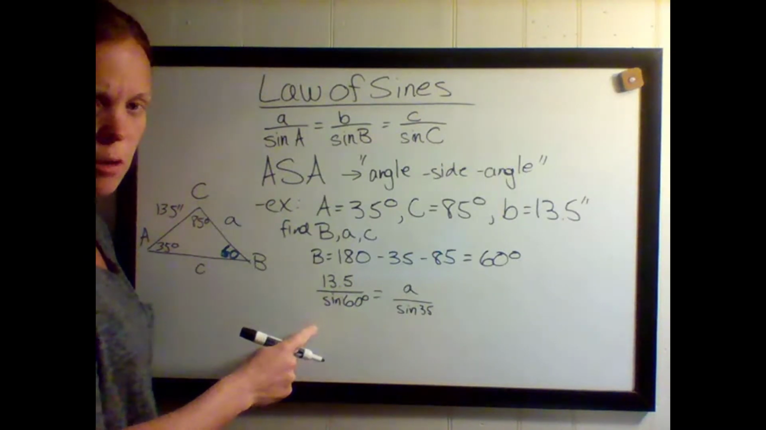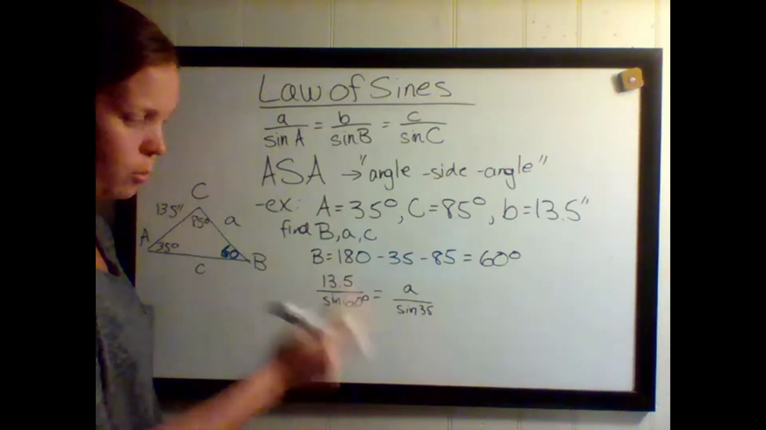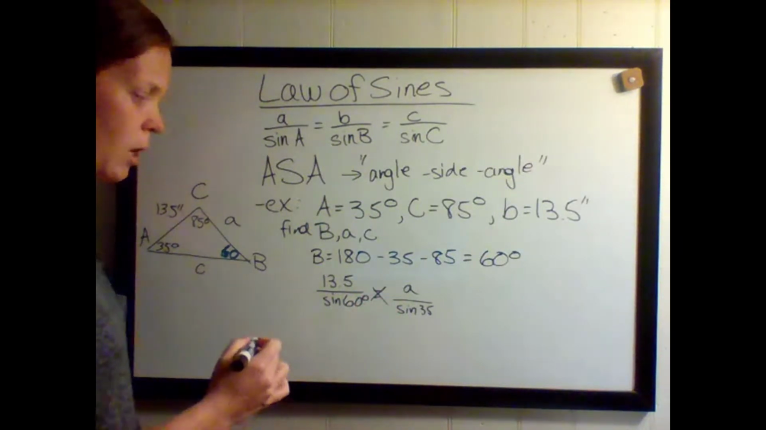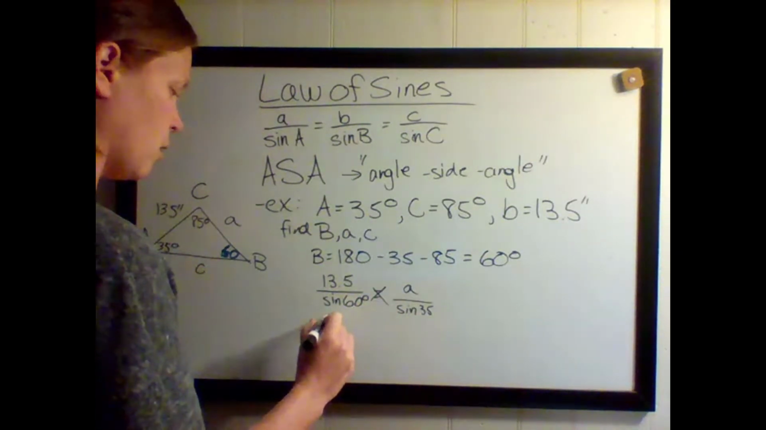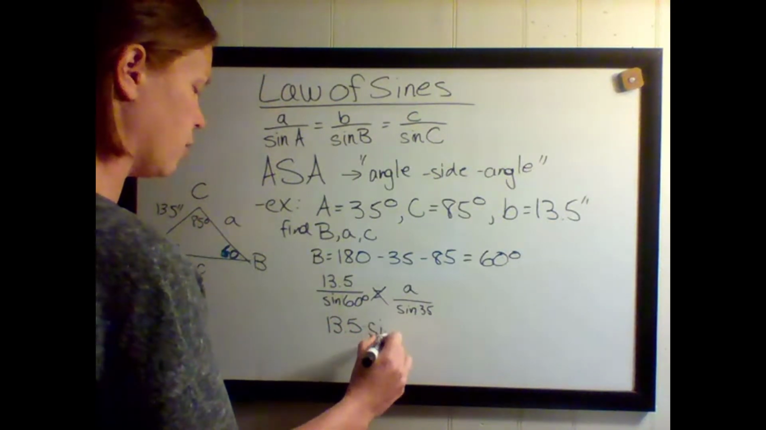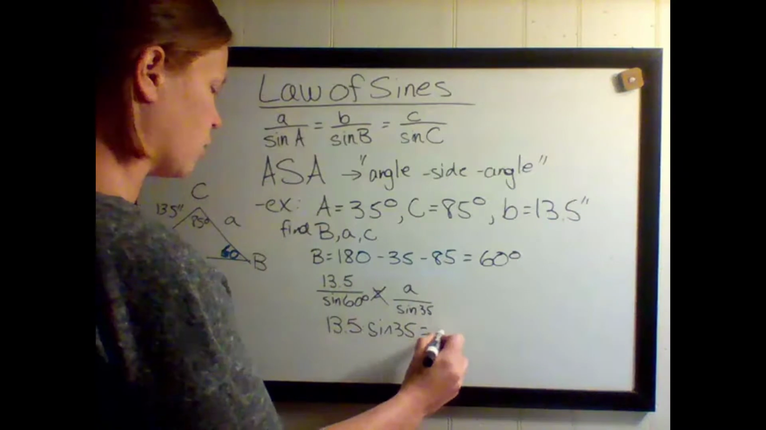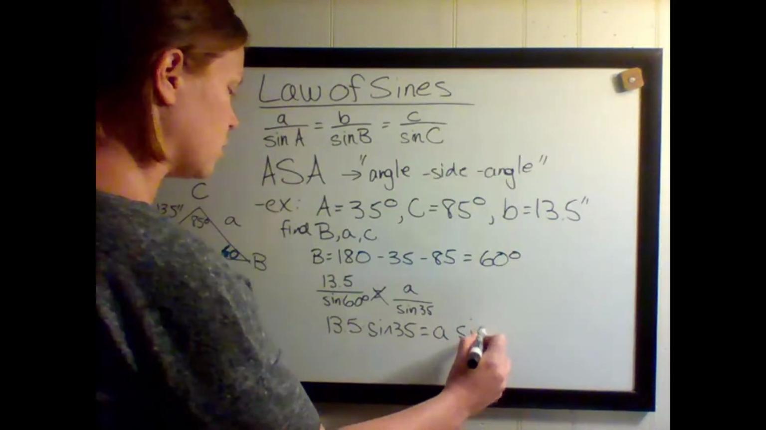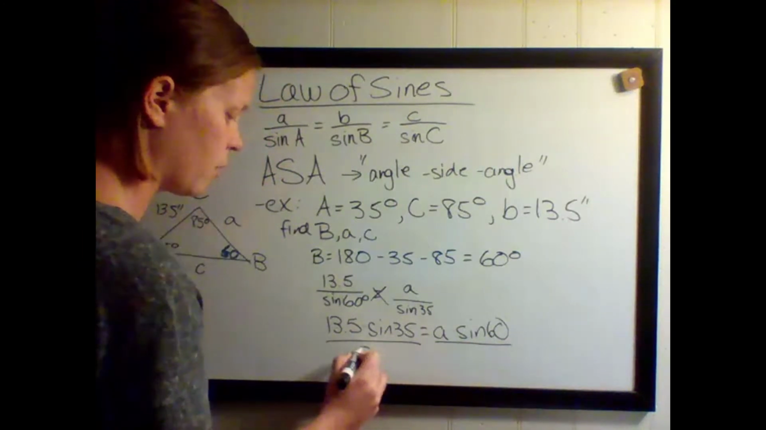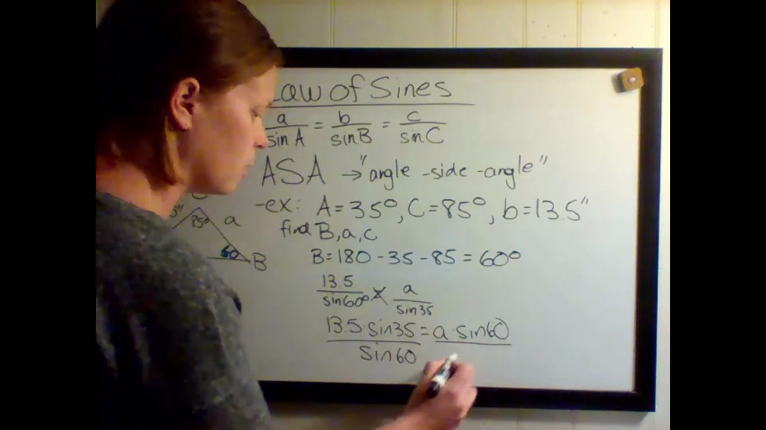Notice these are all a ratio equal to another ratio, or a proportion. So with these I can cross multiply. I'll do my cross multiplying, and I've got 13.5 times sine of 35 equals A times sine of 60. To get A alone, I'm going to divide both sides by sine of 60.